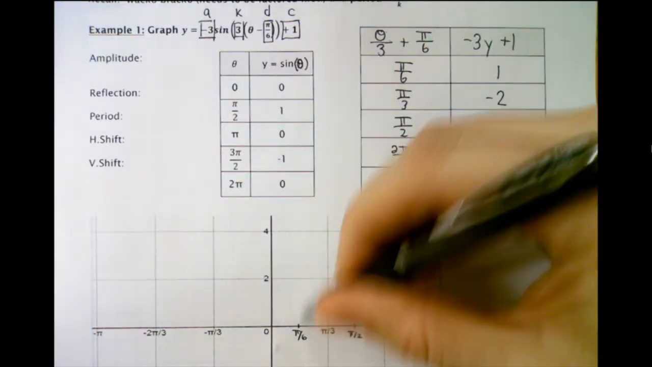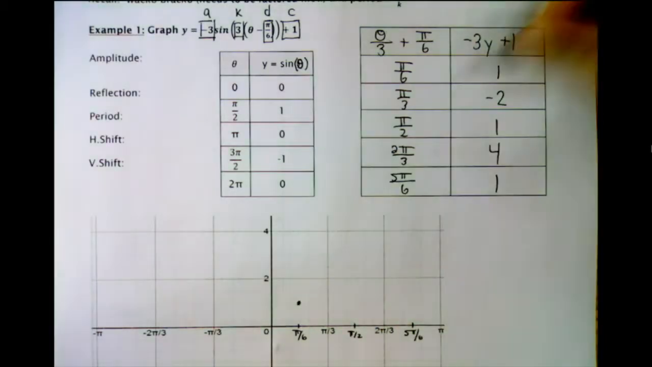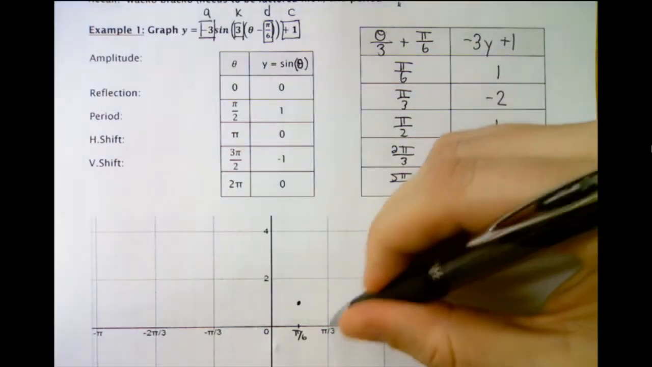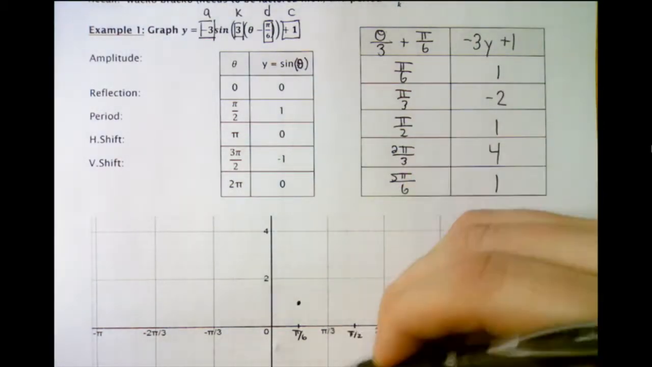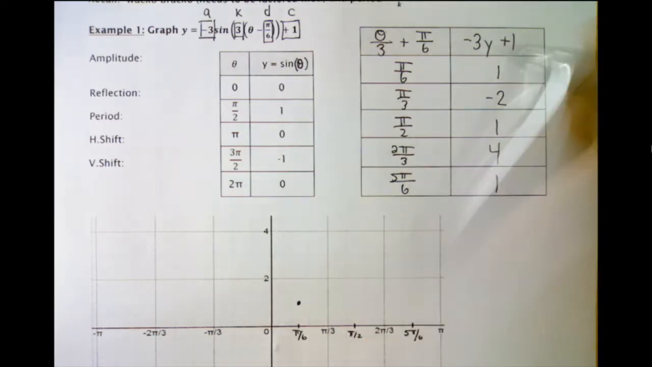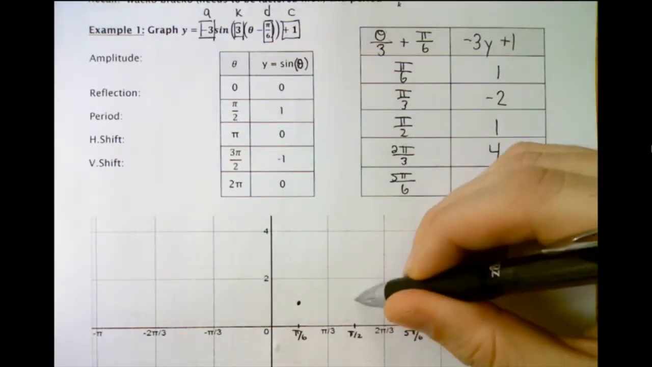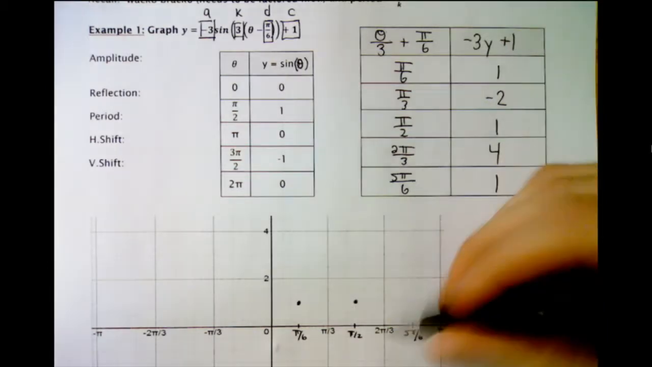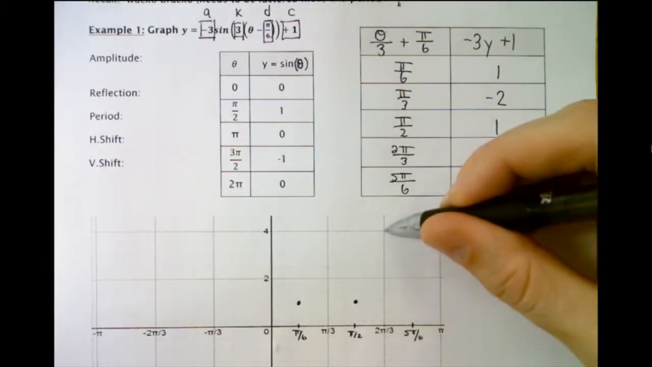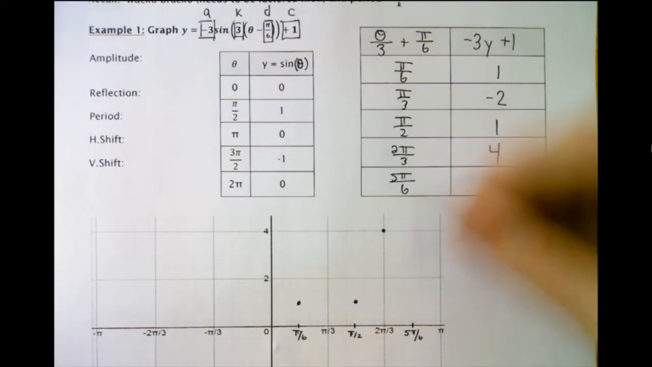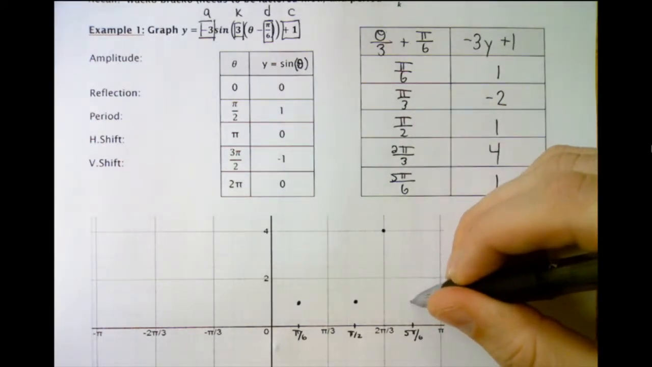Pi over 6 and 1, so that's a point here. Pi over 3 and -2. That's a point down here. Pi over 2 and 1, point here. 2 pi over 3 and 4, that's a point up here. And 5 pi over 6 and 1. That's a point here.